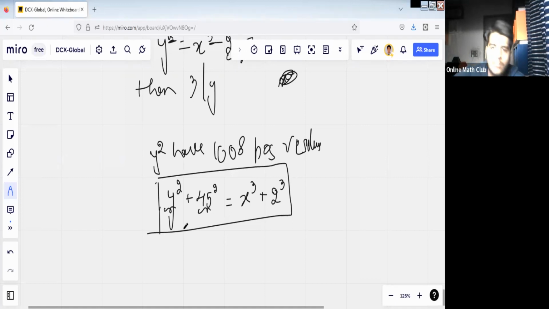What do you try now? The obvious thing is like you assume 3 does not divide y for the sake of contradiction. What after that?